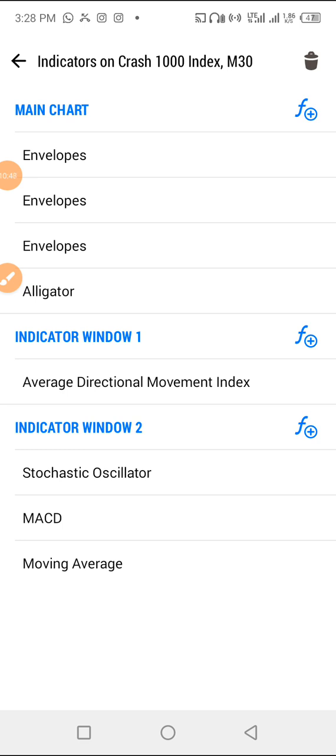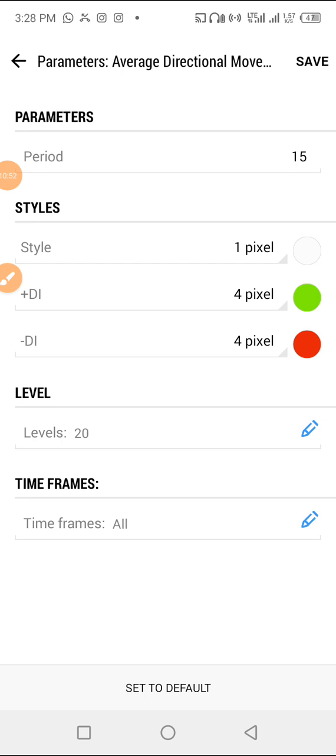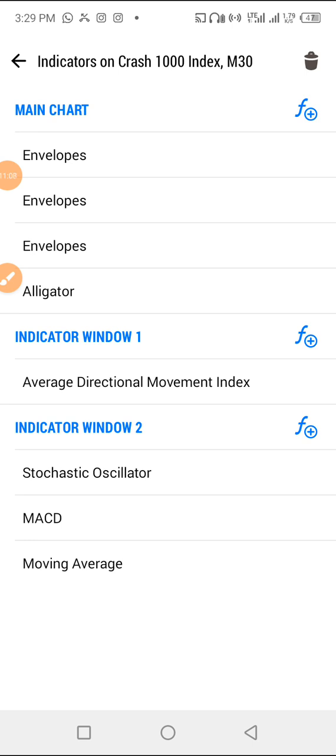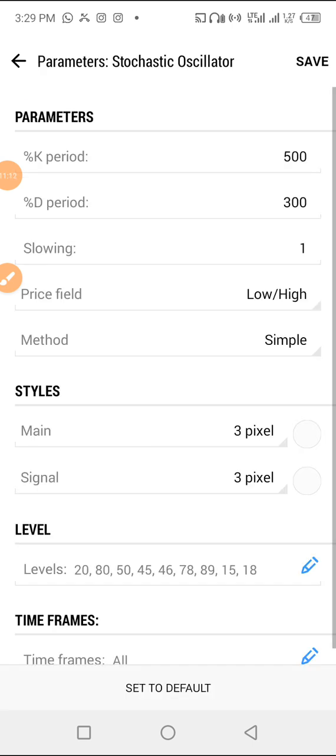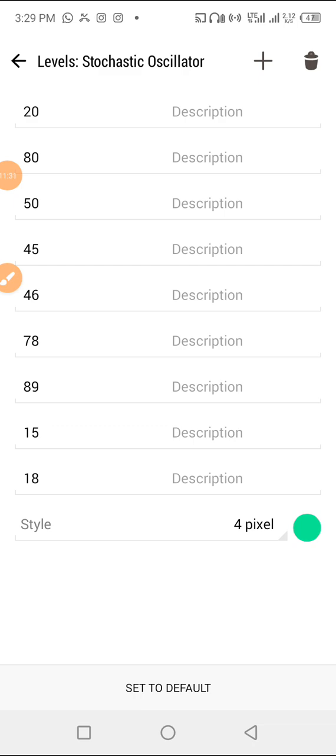Now your window 1, which comprises your ADX, period 15, style should be background color, positive DI should be green, 4 pixel, negative DI should be red, 4 pixel as well. Then your level should be 20. While window 2 should be a Stochastic indicator, K period 500, D period 300, slowing 1. We don't need all those periods; you can put them to any digit of your choice. But the main and the signal should be your background color. What we need more is the style and the levels, so the levels are 20 and 80. Then you click on save.